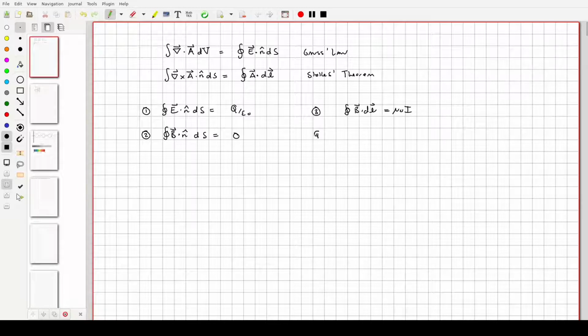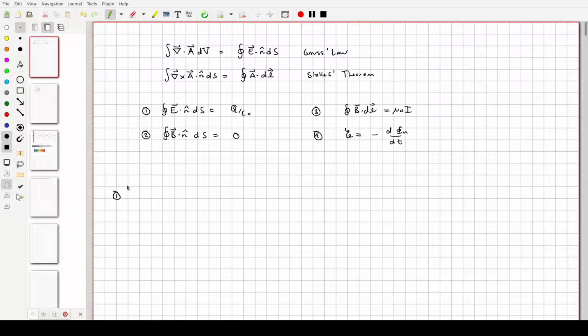And the fourth one was Faraday's law, which said that if you looked at the EMF around a closed loop, it is d magnetic flux over dt. Now, what I'm going to do is to take Gauss's law and Stokes' theorem and use them to take these 4 equations and put them into a form that's going to be a little bit more useful to us, at least theoretically or qualitatively. And I'm going to start with number 1.